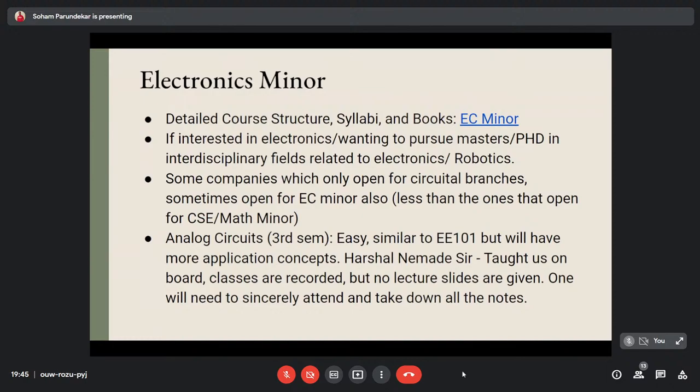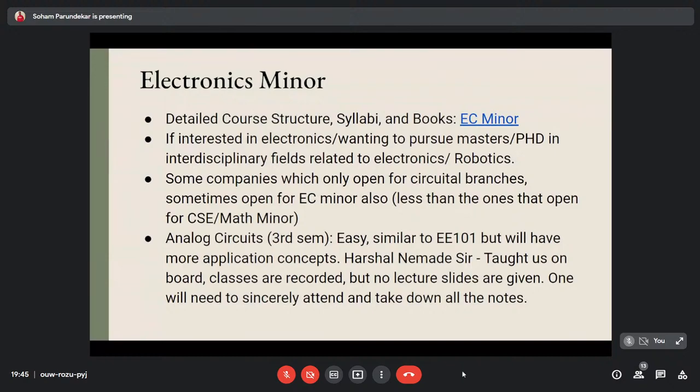And as for the course content, in your EE101, you must have already learned about BJTs and about a few amplifier designs that are based on BJTs. In this course, you'll also be learning about another special kind of transistor called the field effect transistor, which is FET in short, and a few amplifier designs which are based on these FETs.